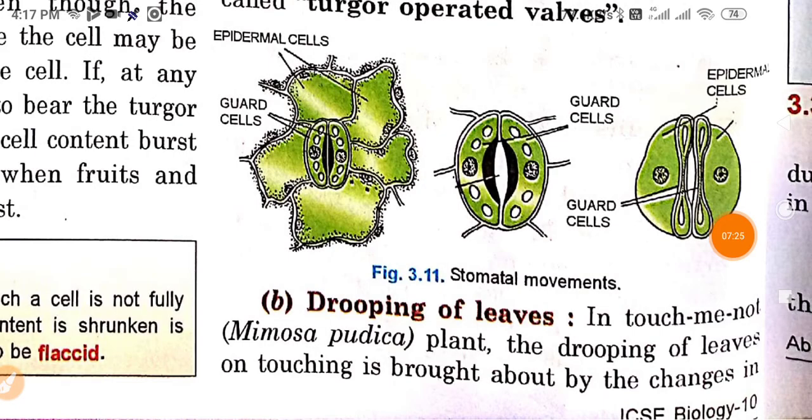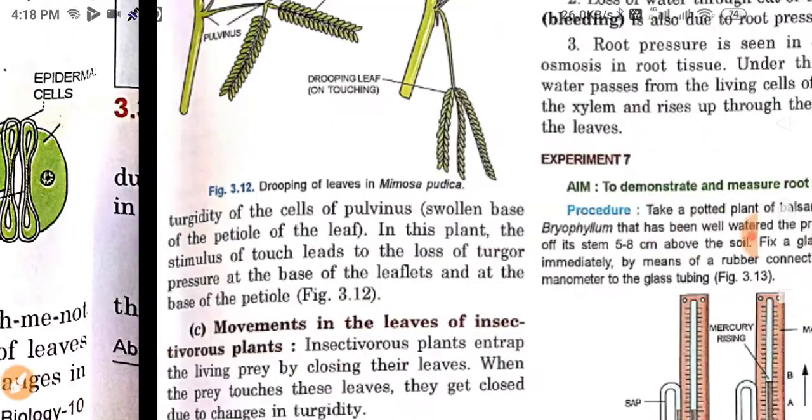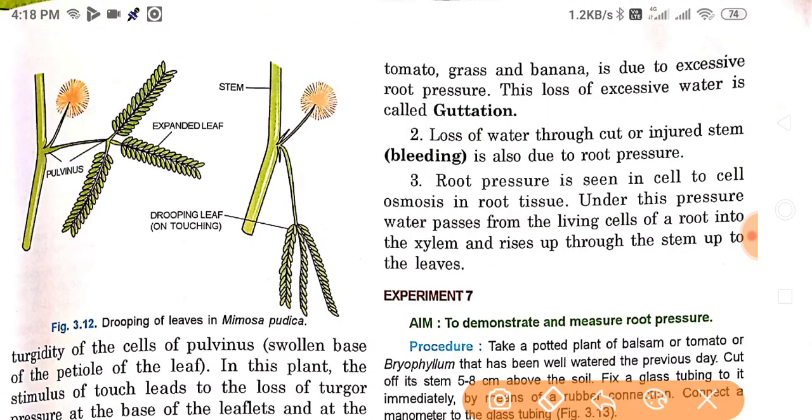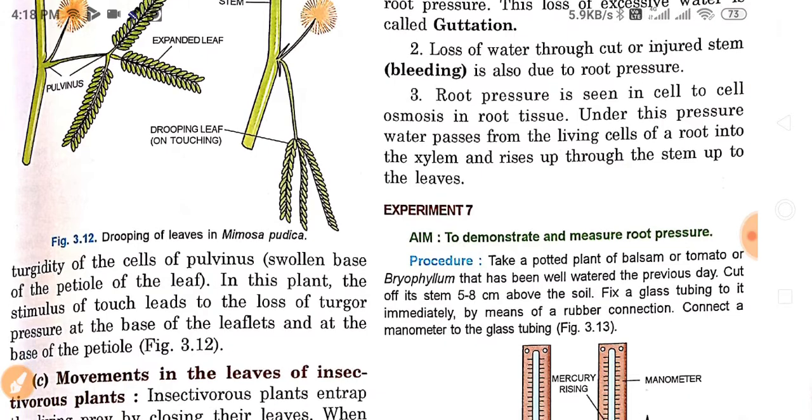And next is dropping of leaves. It is the example of Mimosa pudica, the touch-me-not plant. So whenever you touch this plant, it will drop its leaves. You can see in your figure also, and sometimes you can do this activity at home also. Why does this happen? Because the turgor pressure drops down when we touch that plant. That's why it always shows that type of character.